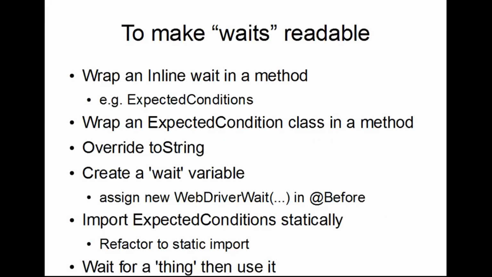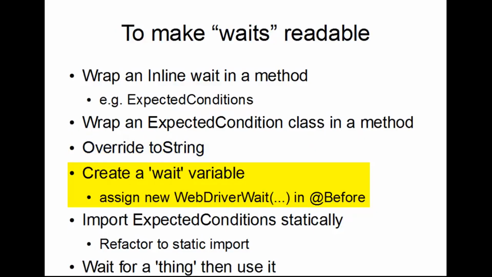So remember, to make the waits more readable, wrap your anonymous classes in a method. In the same way that the ExpectedConditions class does, every single one of those ExpectedConditions is an anonymous class wrapped in a method. That method is statically exposed from that class. Make sure that in your anonymous class, or if you create ExpectedCondition classes, that you override toString to help people later on. In your test itself, create a wait variable.